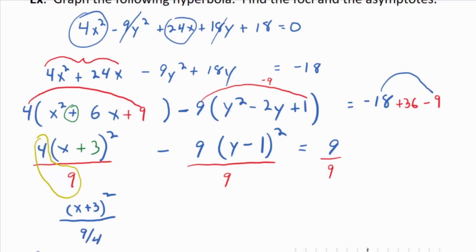Does that seem reasonable to you? It might be the first time you've ever seen that trick, but it should make sense because division by 9/4 is the same as multiplication by 4/9. You're just going in the reverse order from what you're used to. Should still work though. Okay, minus what? Minus y minus 1 quantity squared over 1, so I won't even write it, equals 1. So there you go. There's your standard form.